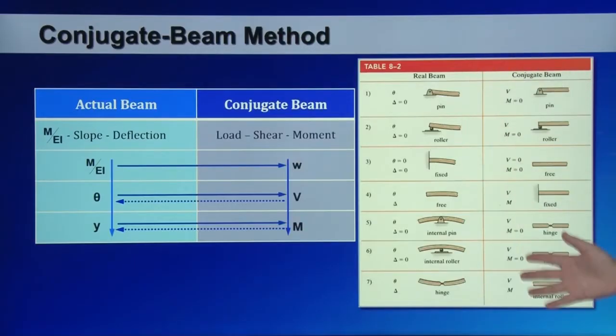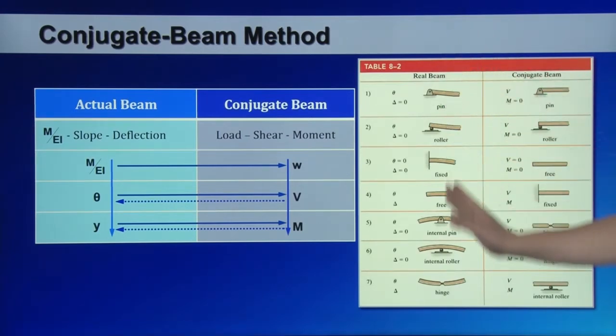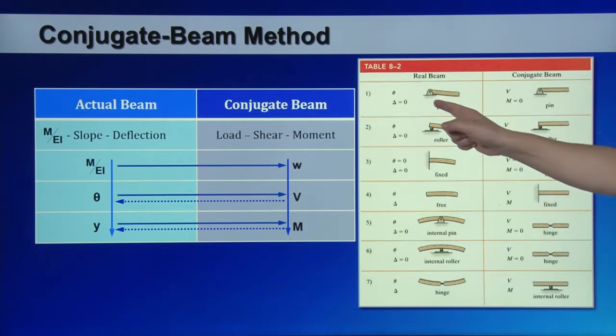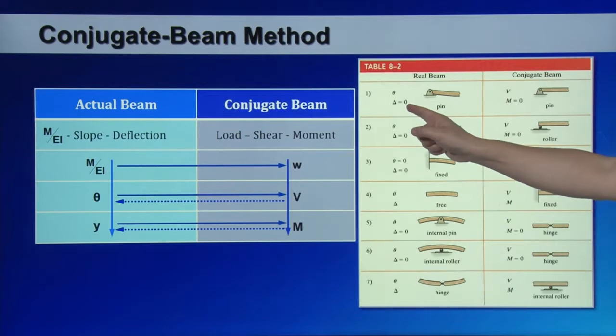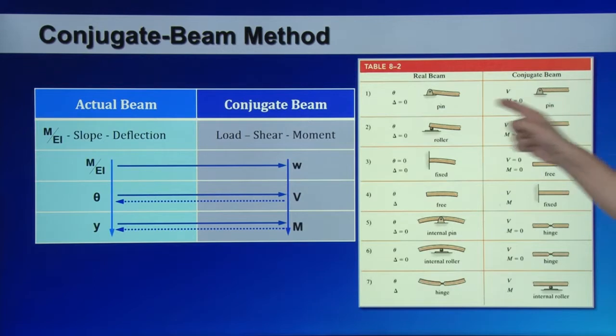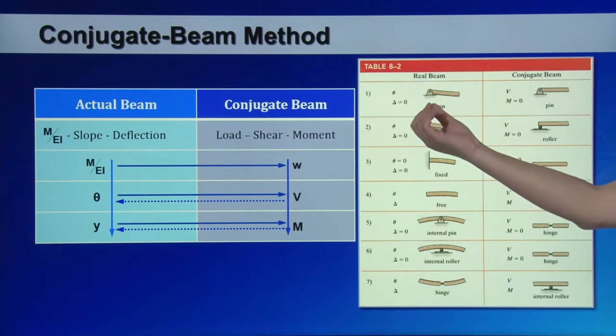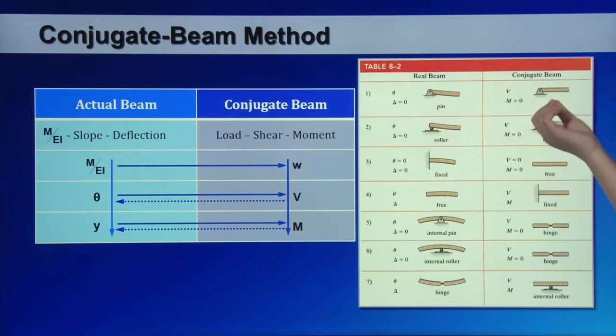So here is the mapping table to help you establish such a mapping very quickly. So for instance, this is the real beam condition and this is the conjugate beam condition. If I have a hinge end, the rotation angle is not equal to 0, but displacement is equal to 0. So rotation angle corresponds to shear force, displacement corresponds to bending moment. So it tells you that at the conjugate beam, the bending moment is equal to 0. So the result is if you have a pin support on the real beam, it remains a pin support on the conjugate beam.